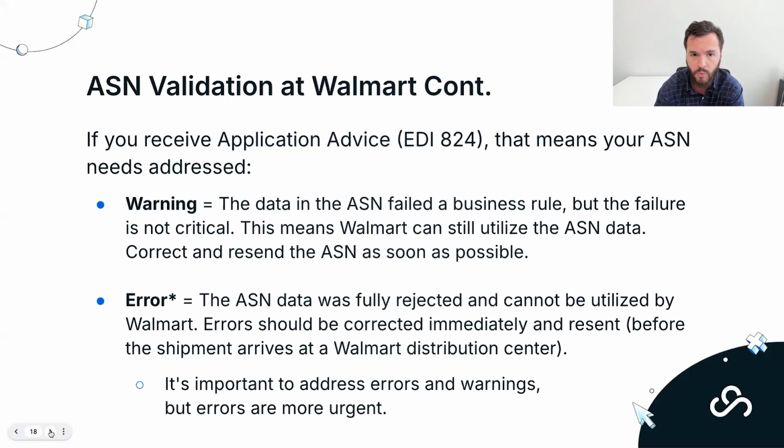In the case of a warning, the data in the ASN failed a business rule, but the failure is not critical. So this could mean that Walmart can still utilize this. They can still make the most of it. The ASN data is still helpful, but there are some corrections that could and should be made as soon as possible. So again, this is where my question comes in: if you receive a warning, will it still dock you for not receiving the ASN on time if the shipment gets there before? You could also get an error message.